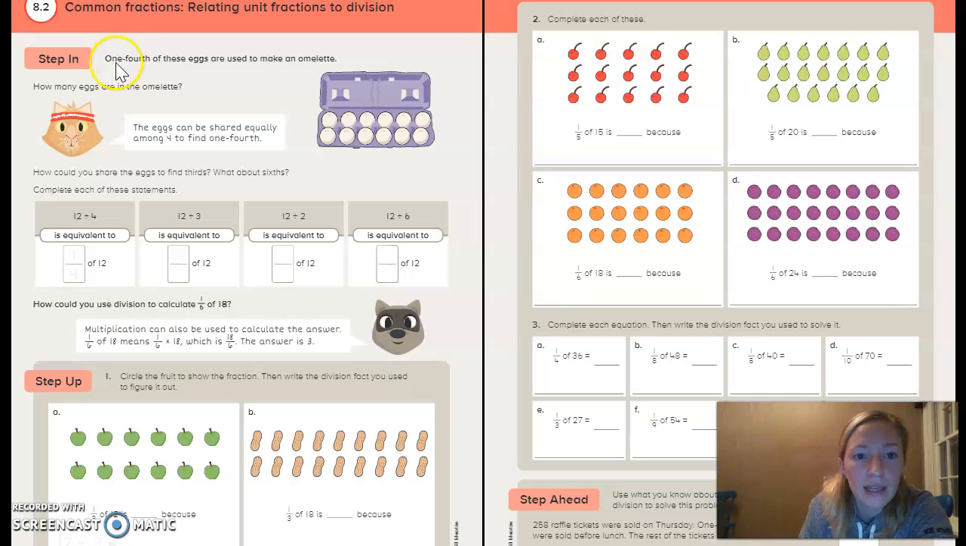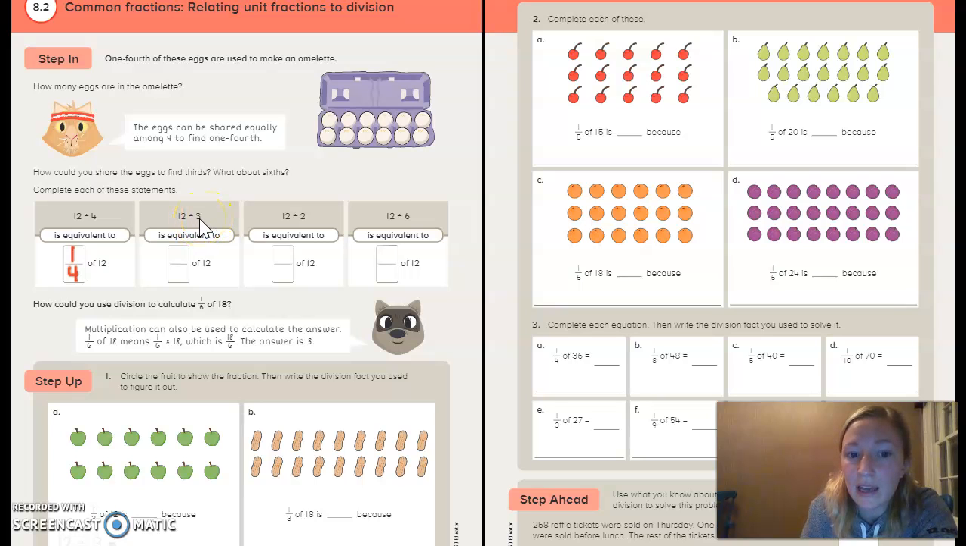Okay, it says 1/4 of these eggs are used to make an omelet. How many eggs are in the omelet? It says the eggs can be shared equally among 4 to find 1/4. How could you share the eggs to find thirds? And what about 6? Complete these statements. 12 divided by 4 is the exact same thing as saying 1/4 of 12. It's kind of hard to wrap your mind around, but this is the exact same problem as 12 divided by 4. Okay? Same thing goes for this one right here.